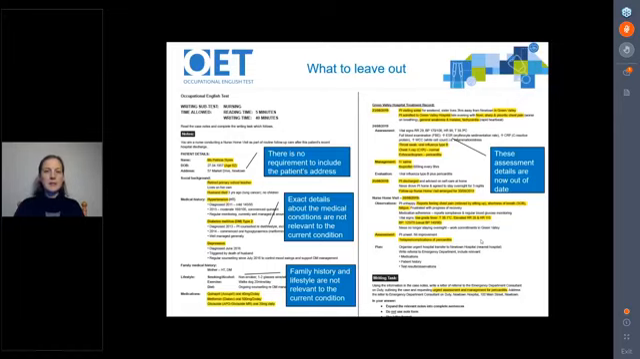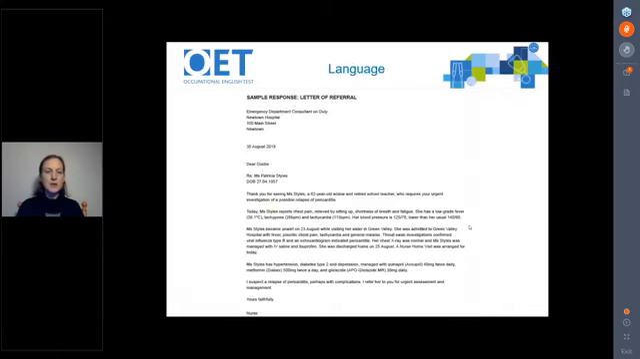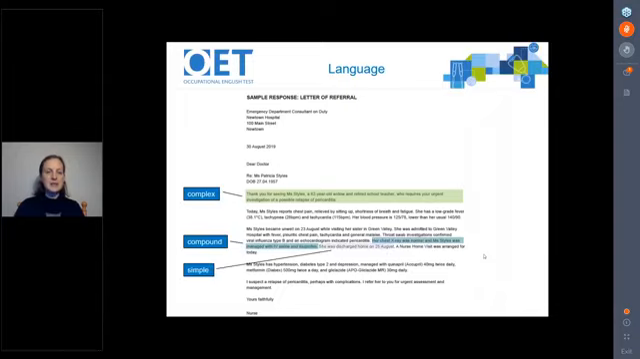So let's now think about the language and vocabulary that the writer has used. Going back to our sample letter, let's look at the language that has been used in this letter. We have a mixture of complex, compound, and simple sentences. And this is to be expected when naturally communicating in English.